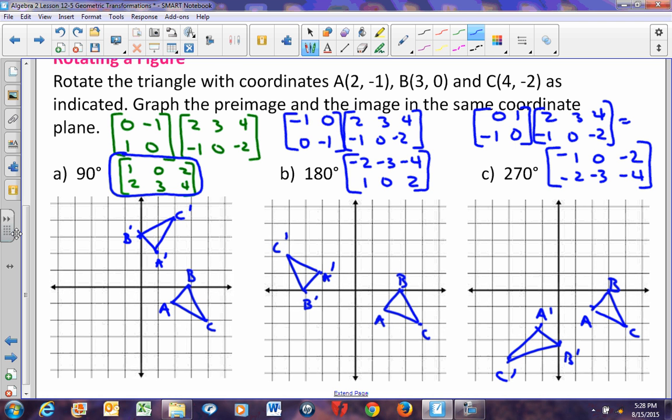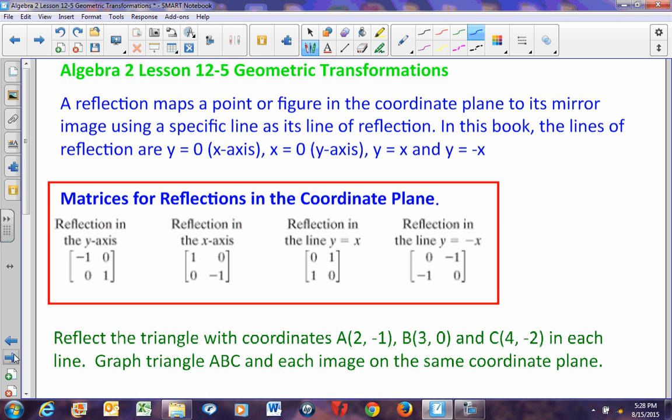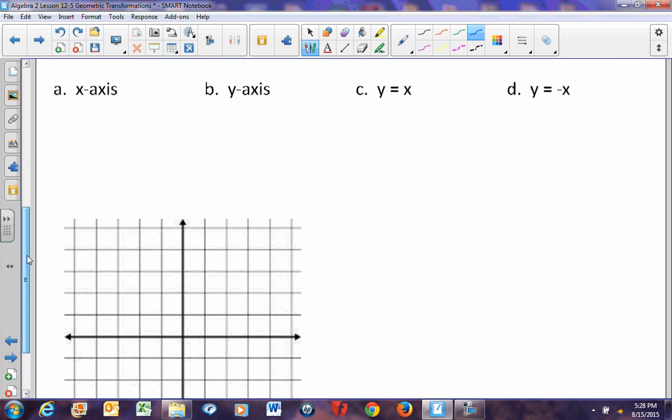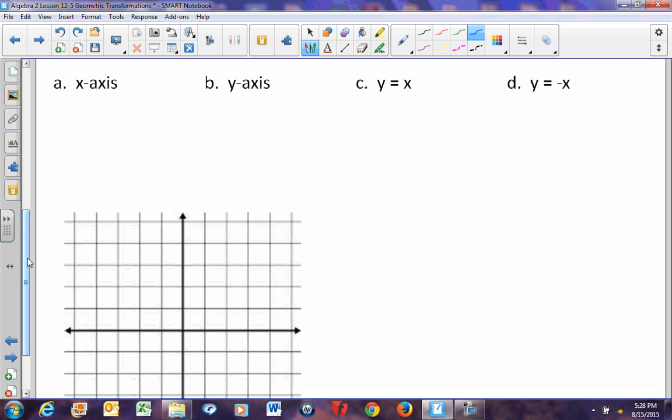Now, to reflect things. A reflection is either over the y-axis, the x-axis, y equals x, or y equals negative x. Y equals 0 is the x-axis, x equals 0 is the y-axis, and the two diagonals. So we're going to reflect the triangle with coordinates 2, negative 1, 3, 0, and 4, negative 2. We're going to do all of these, but only on one coordinate axis, which means I only have to graph the pre-image once each time.